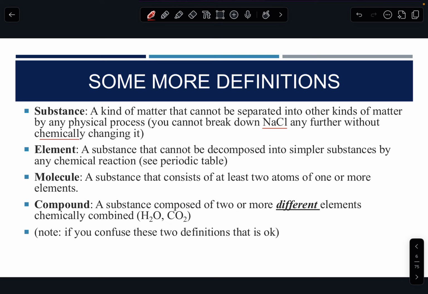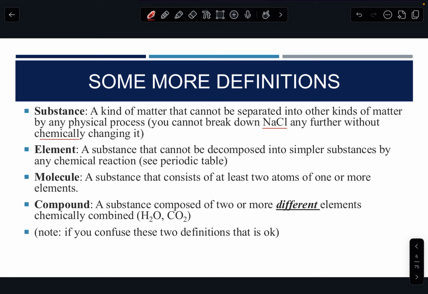An element is a substance that can't be decomposed into simpler substances by a chemical reaction. So that means that even if you have taken a substance and broken it down chemically into sodium and chlorine, you cannot break that down further. Those are going to be your elements. The elements cannot be broken down further without doing nuclear chemistry, which we have touched on a little bit in this, but we will talk about it a little bit later.